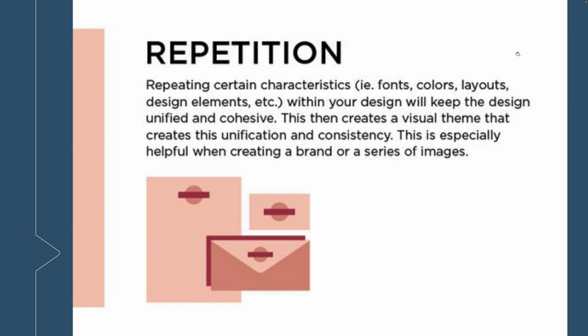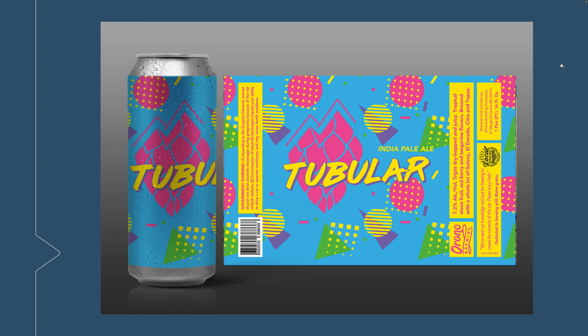Repetition. So repeating certain characteristics, fonts, colors, layouts, design elements, etc., will keep your overall design cohesive, right? This is really important when we talk about branding specifically. So you can see here, we have our logos on our letterhead, on our business card, on our envelopes. And then the examples I have is our good old Orno Brewing Company with the labels that we designed.